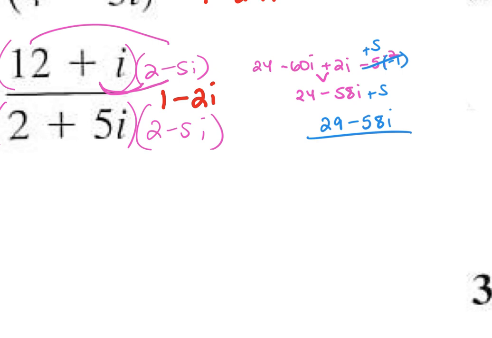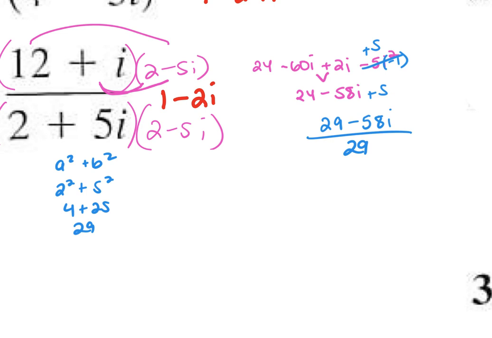Then the denominator, you can FOIL it out, or the shortcut with i's is a squared plus b squared. It changes the sign in between, and we don't take the i. The b is just what's in front of the i. So this would be 2 squared plus 5 squared, or 4 plus 25, which is 29.